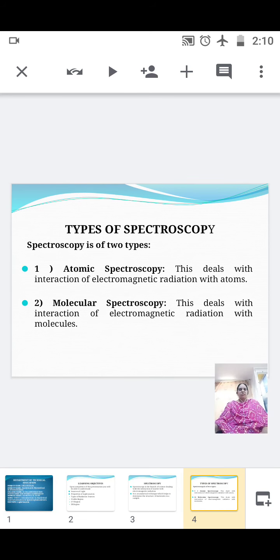Types of spectroscopy. Spectroscopy is of two types: atomic spectroscopy and molecular spectroscopy. Atomic spectroscopy deals with the interaction of electromagnetic radiation with atoms. Molecular spectroscopy deals with interaction of electromagnetic radiation with molecules.